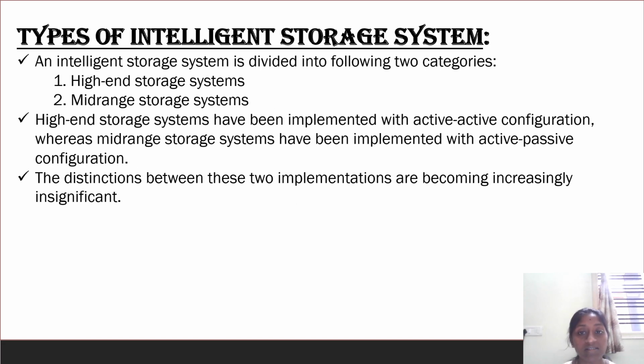Types of intelligent storage system. An intelligent storage system is divided into the following two categories. The first one is high-end storage systems and the second one is mid-range storage systems. High-end storage systems have been implemented with active-active configuration, whereas mid-range storage systems have been implemented with active-passive configuration. The distinctions between these two implementations are becoming increasingly insignificant.